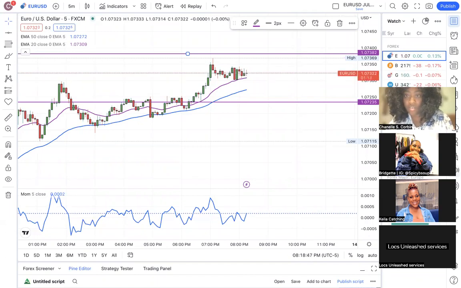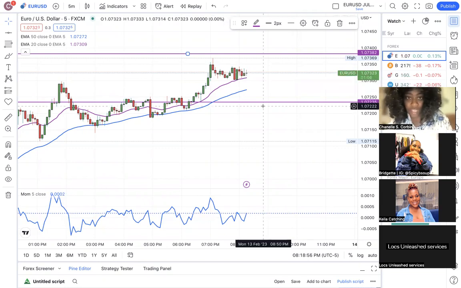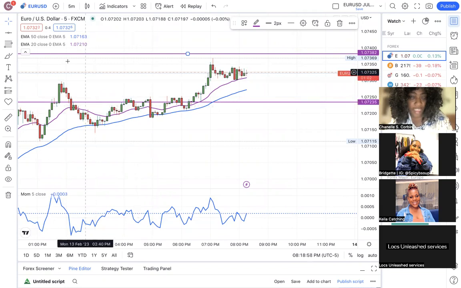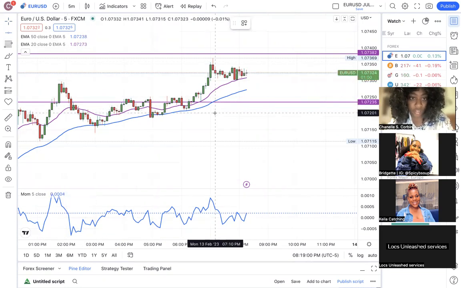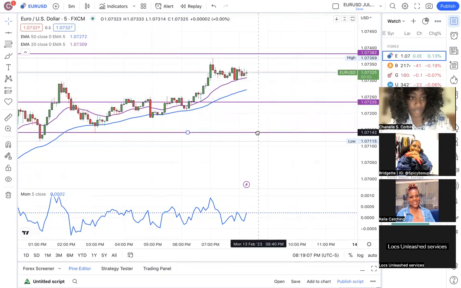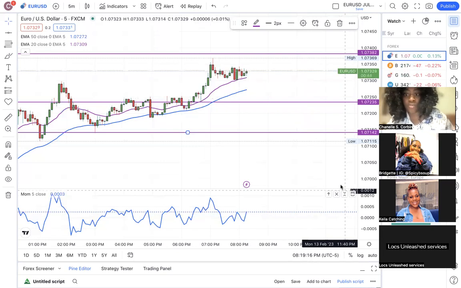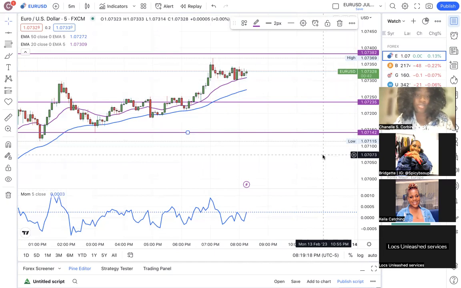1.07370, right? So that's about 15 pips, right? And then your stop loss, of course, would be under the last lowest low, which is about right there. But I probably would do 10 pips. So I'll probably come down a little bit just to be safe. So 1.07142. So that's a potential trade idea you could take.